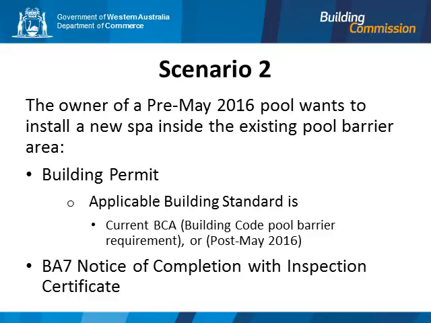At completion of the work, the builder must submit the BA7 notice of completion to the permit authority. Additionally, if the building permit that includes the pool safety barrier has listed the required inspection for the pool safety barriers, an inspection certificate complying with Regulation 28 and 29 is required to accompany the BA7.